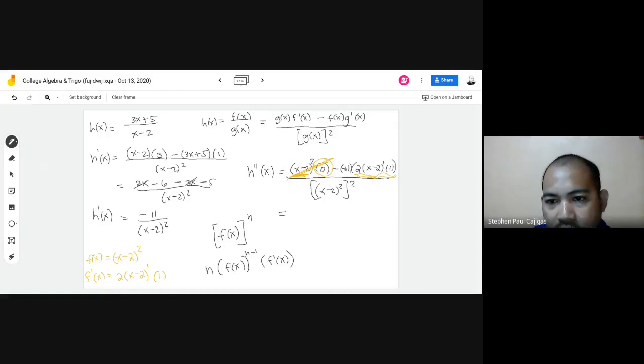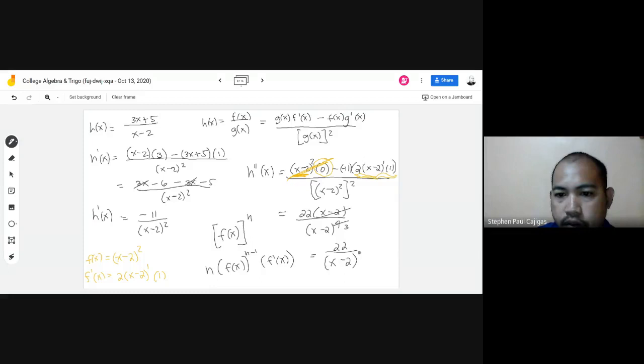So minus negative 11 becomes positive 11, times 1 times 2, so we have 22 times x minus 2, all over x minus 2 to the power 4, since the squared denominator is squared again: 2 times 2 is 4. There is a common factor x minus 2, so it cancels and becomes 3. So this is equal to 22 over x minus 2 to the power 3. That is our second derivative.